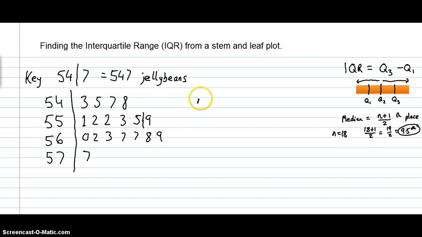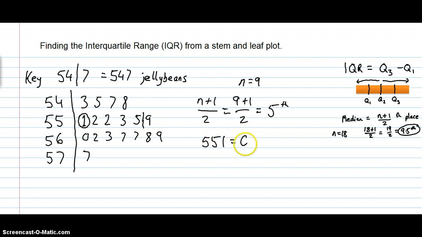So we use our equation again, n plus 1 divided by 2. In this lower half of the stem and leaf plot, n is 9. There's 9 pieces of data below the median in the stem and leaf plot. So this time n equals 9, plus 1, divided by 2, equals 5. So this time we're looking for the 5th place in this lower half. When we count along, we find that the 5th place is this one here. So 551 is Q1.